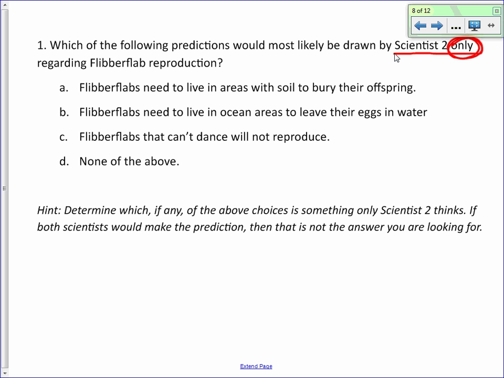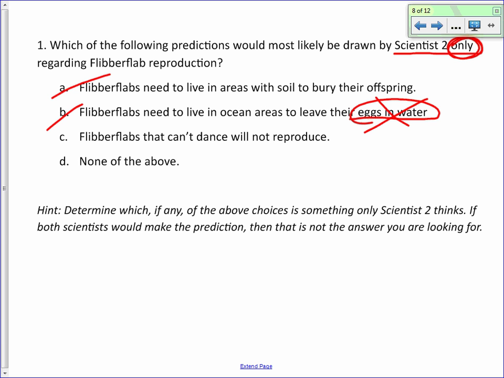What's wrong with A? Both of the scientists say something about burying their offspring. Excellent. Since both scientists talk about burying their offspring in the soil, 1 and 2 would agree, and so that can't be it. What about 2? What's wrong with 2? Neither of them mention anything about oceans. Excellent. Since neither of them mention anything about oceans or land, actually, they specifically mention that they don't leave their eggs in water. They specifically mention that they leave their eggs in the soil. So that one can't be right.